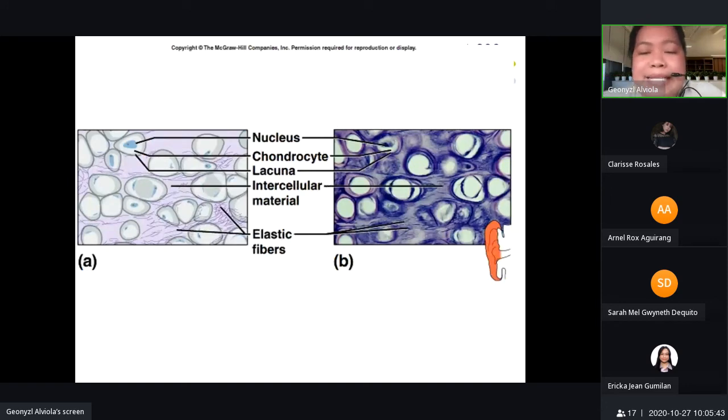Okay. Based on the microscopic slide on the right, that is the actual microscopic appearance of elastic cartilage. This one is the hairy one. Imagine, if you compare it to hyaline cartilage, then add hair outside the lacuna, that is already elastic cartilage.